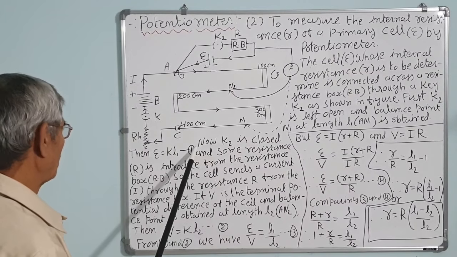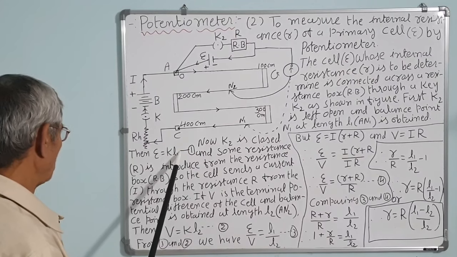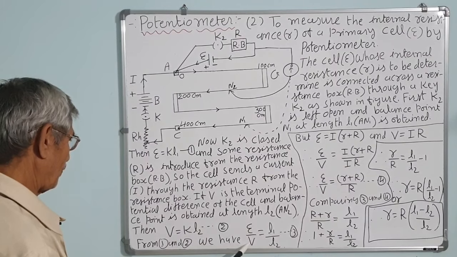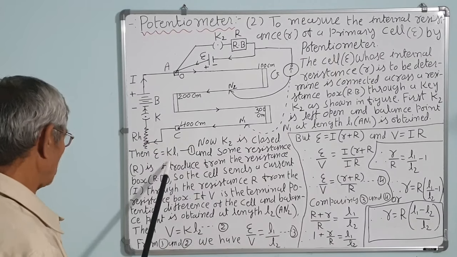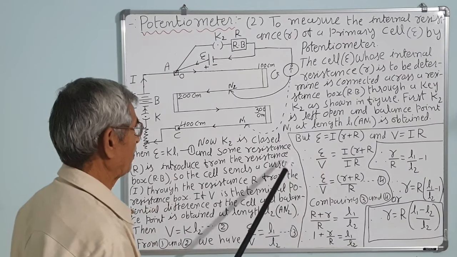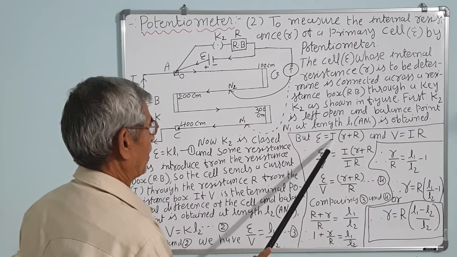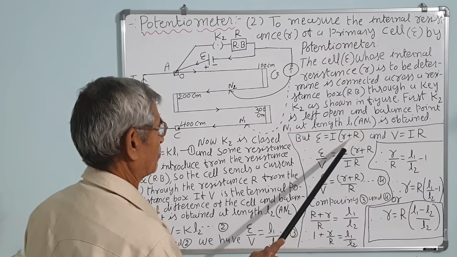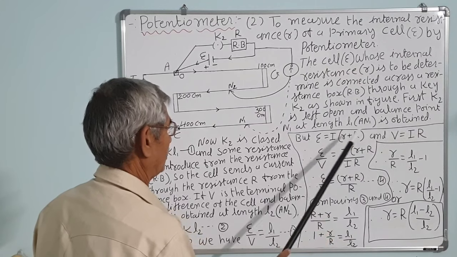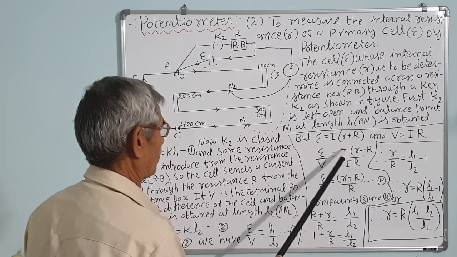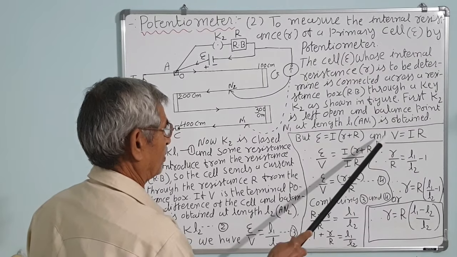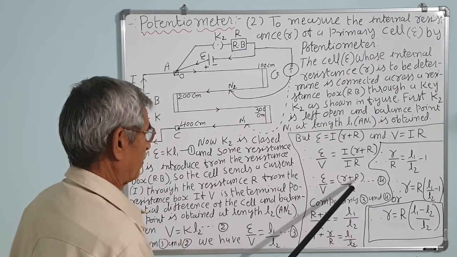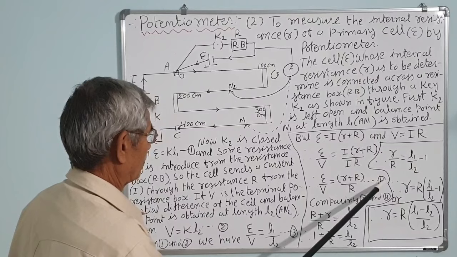From equations 1 and 2, when the cell is only connected and when R is introduced, the length is L2, therefore E upon V is equal to L1 upon L2. Number 3. But EMF E is equal to I into bracket internal resistance r plus resistance R from the resistance box, and V is equal to IR. Take the ratio, so E upon V is equal to I(R plus r) upon IR, or E upon V is equal to (R plus r) upon R, equation number 4.